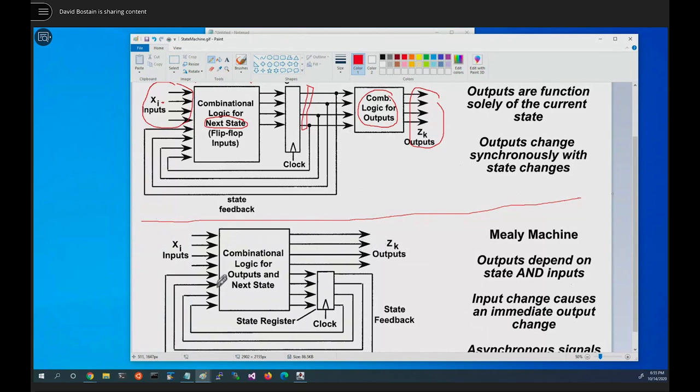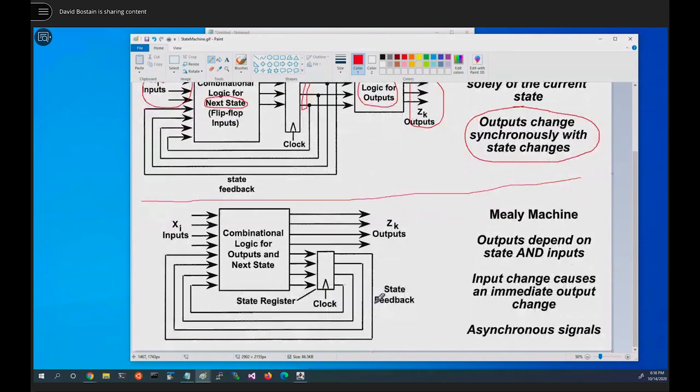So the outputs are conditioned by what is the current state, and what is the current value of the inputs. The instant an input changes, propagation delay later, the output changes. It's not synchronized with the state changes. Up here, outputs change synchronously with the state changes. This is a very important thing to do, because then we always know that the outputs match exactly the state we're in. In this case, we can have multiple outputs in a particular state.